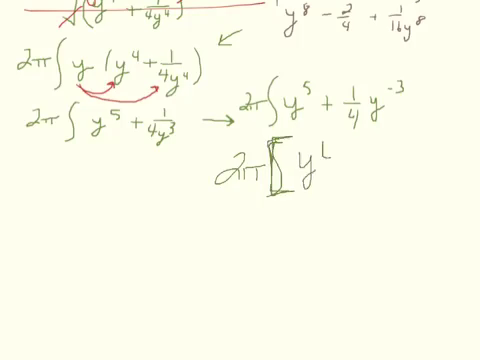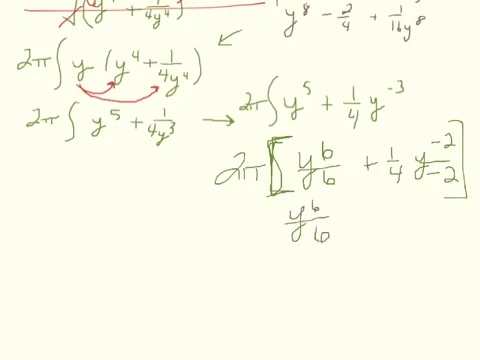So that gives me y to the 6 over 6. Add 1 to your exponent here. I get y to the negative 2 divided by your new exponent, which is negative 2. Okay, so I have y to the 6th over 6. That would give me negative, I'm going to have 8 on the bottom. And so actually the y squared is on the bottom, so I have 8y squared on the bottom.